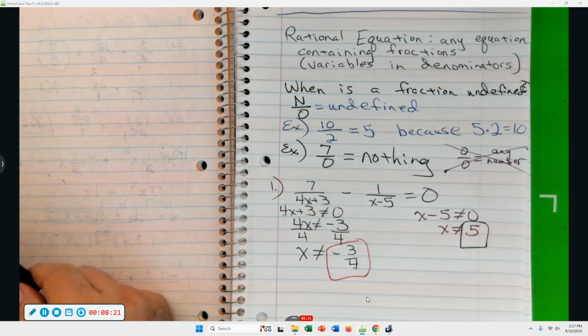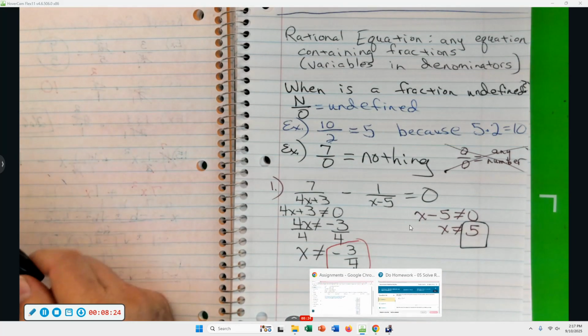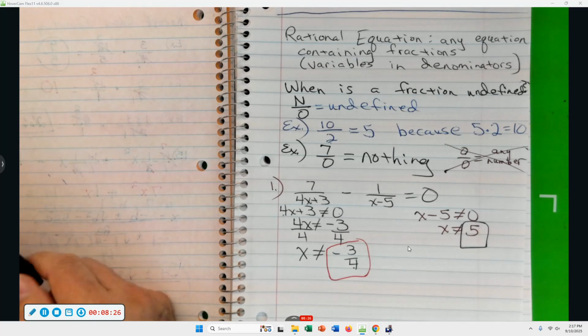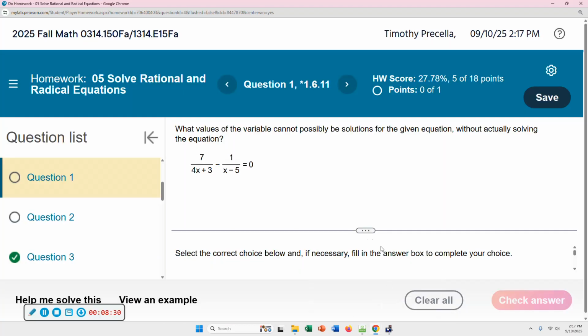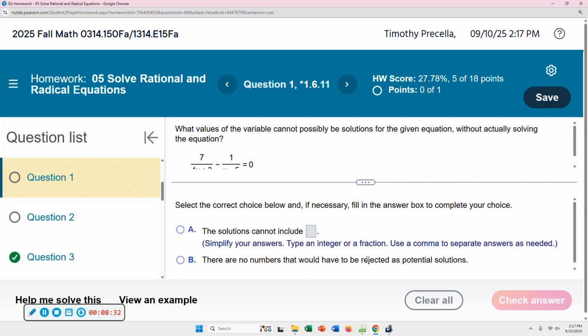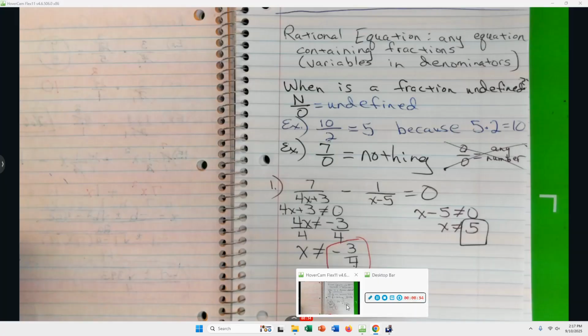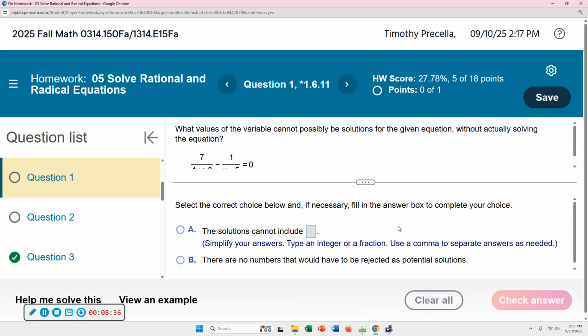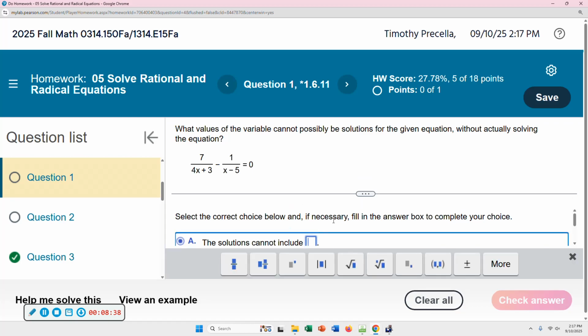For the first couple of problems, all they're asking you to do is decide when the fractions are undefined. If you went through and you solved that equation and you got 5 at the end, you'd have to cross it out. Typing in the answers, negative 3/4.